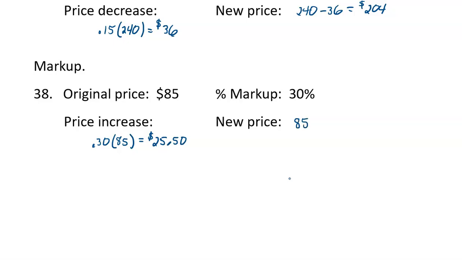Well, it's the original price plus the amount that it was increased. 110.5, or $110.50.